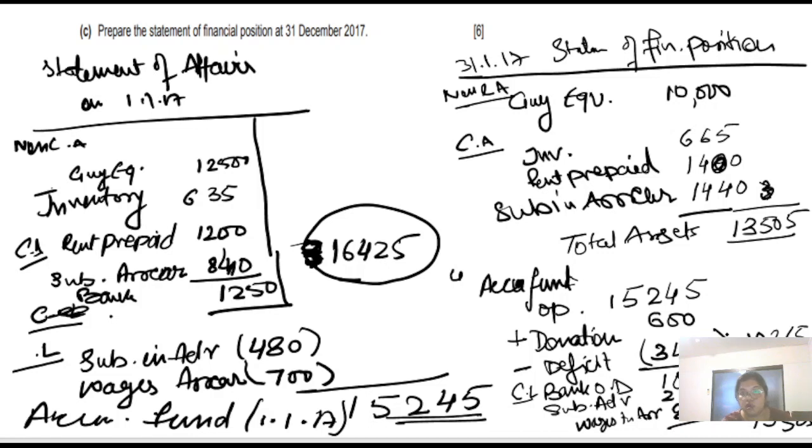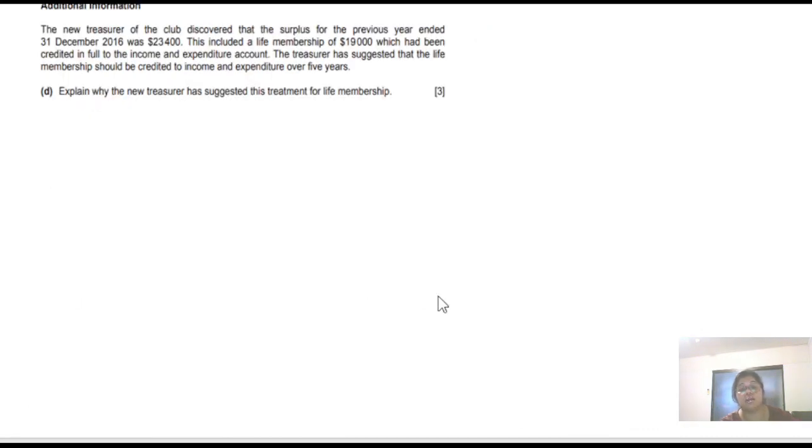So this way you are going to prepare it. Pause my video and redo it by yourself. Now there is some additional information related to the D part. The D question is, explain the new treasurer's suggested treatment of life membership. This is a theoretical question of 3 marks. First, you have to read the additional information carefully.